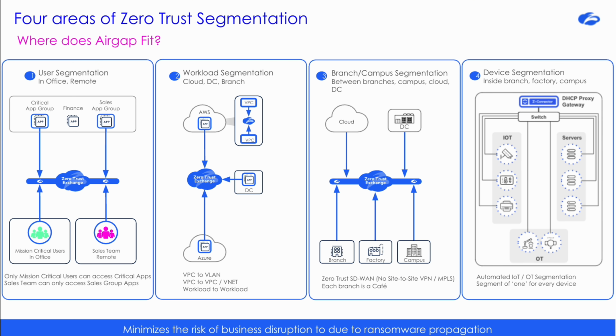Air-gapped device segmentation completes Zscaler Zero Trust Segmentation portfolio by minimizing the attack surface and east-west lateral movement by ring-fencing each device in a network of one.